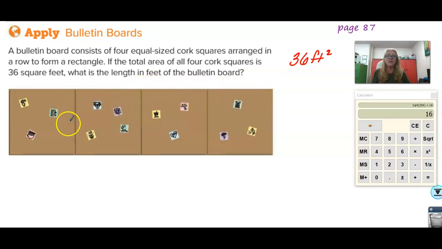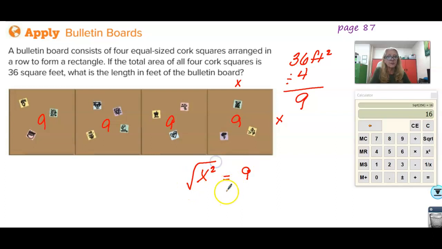Well, we know that the area of all 4 put together is 36. So the first thing we have to do is divide 36 by 4 to find out what the area of each of these is. Well, 36 divided by 4 is 9. So the area of each of these squares is 9. Well, how long would the side lengths be then if side times side is 9? And you know they're squares. They told you they were squares. So that means that this and this are the same number. Or in other words, we could call them x. And we know that x squared is equal to 9. So then we can take the square root of both sides, and we find that x is equal to 3.